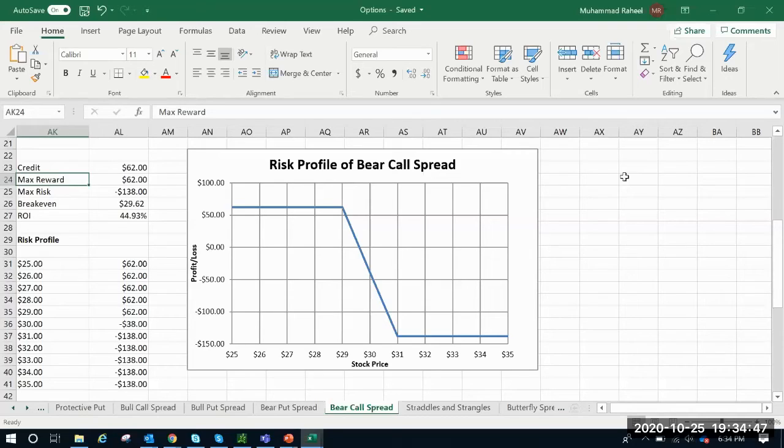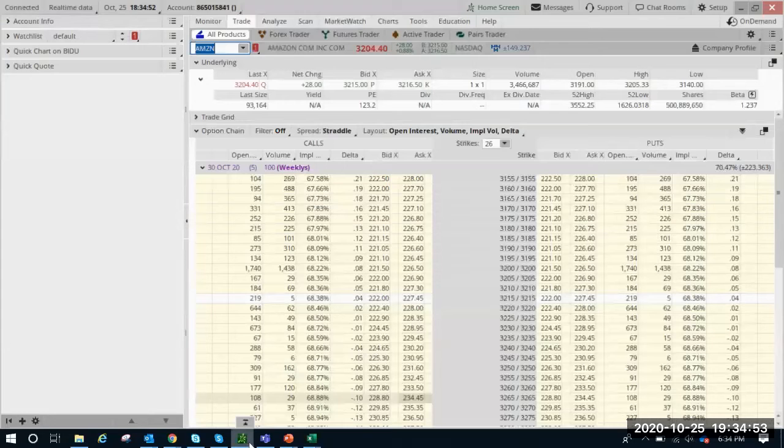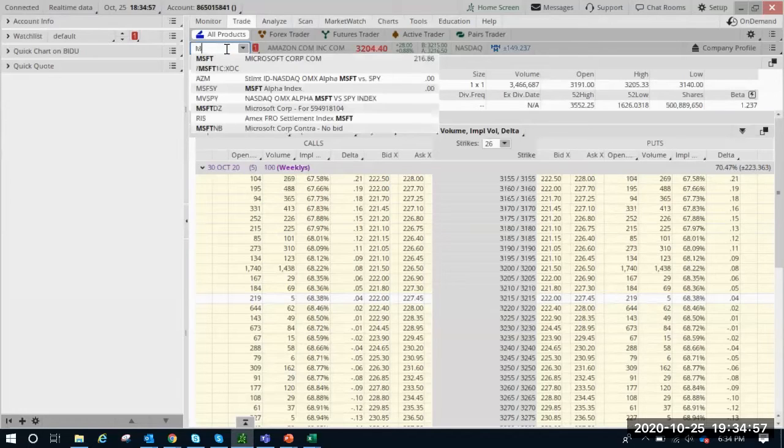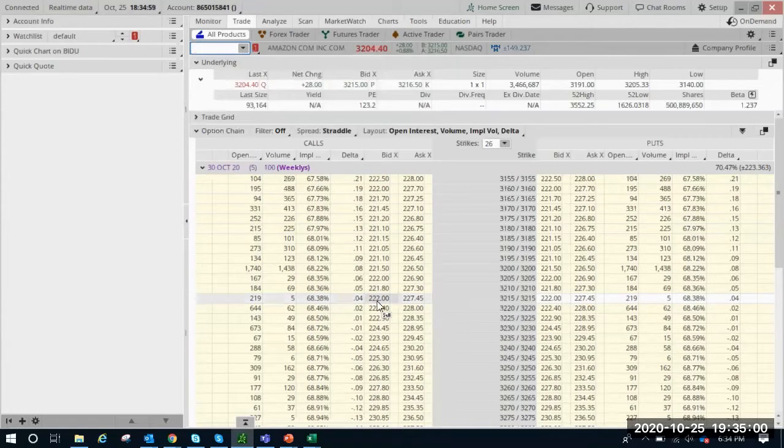So if you really want to play on a volatile stock, you can play with it. Do you have any other stock? Microsoft also, these all are similar. They're going to be about 6 or 7%. So I think we can move on. You got the point, right?